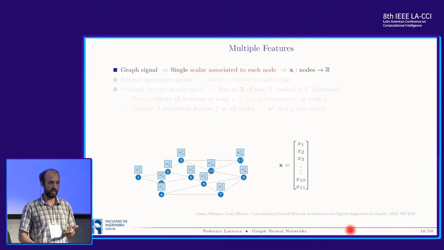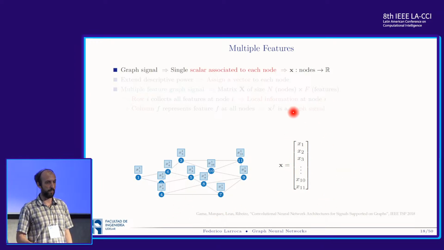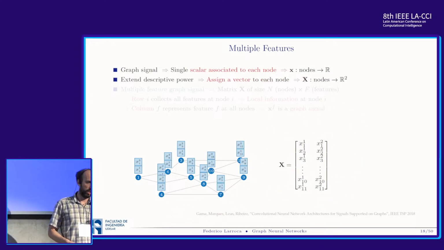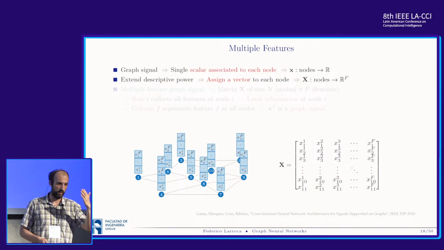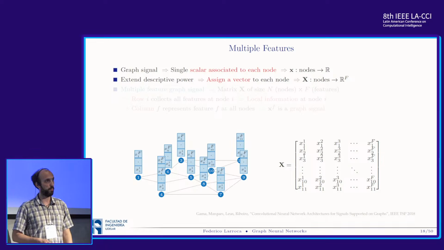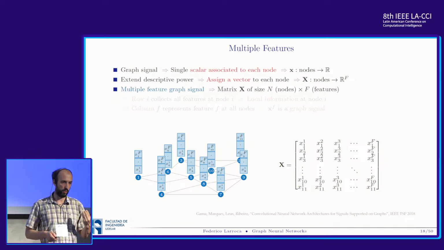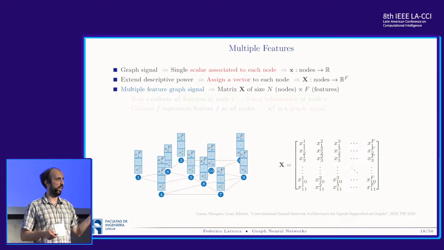So for instance, this is our original signal with a number per entry. This is our original graph of 11 nodes. So we have 11 numbers, but we may stack several dimensions, and we may end up with several features per node. And what we've discussed so far works almost equally.